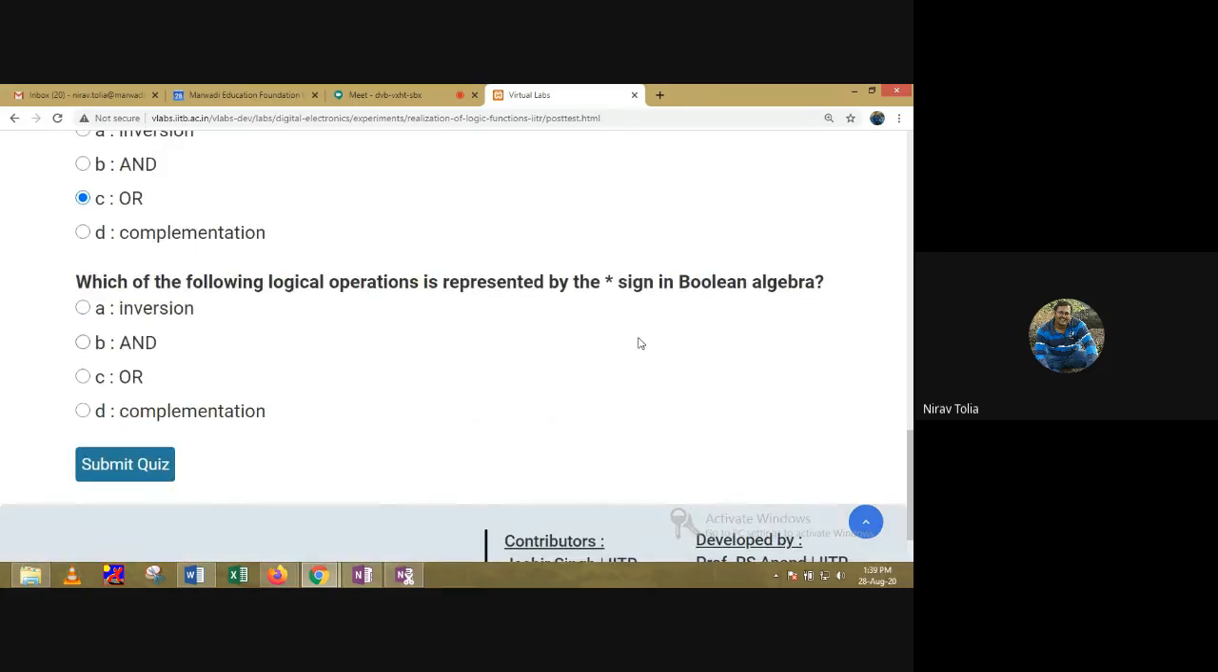Last one. Which of the following logic operations is represented by the star sign in Boolean algebra? The star simply means multiplication. So now Isa gives the answer that it is AND.